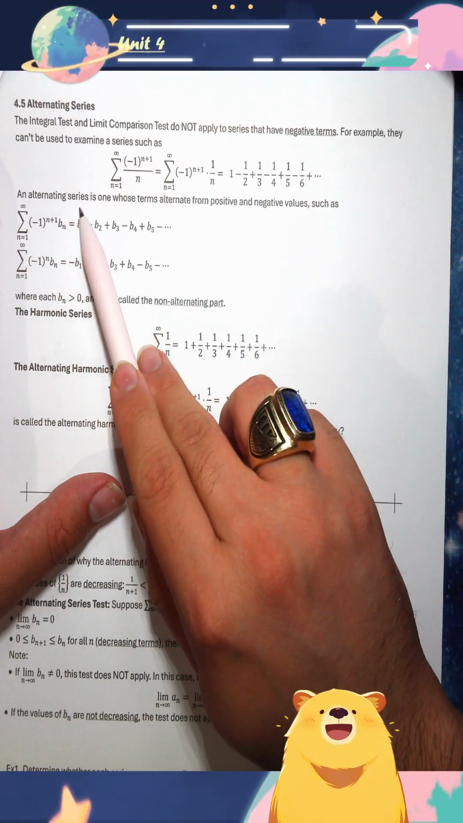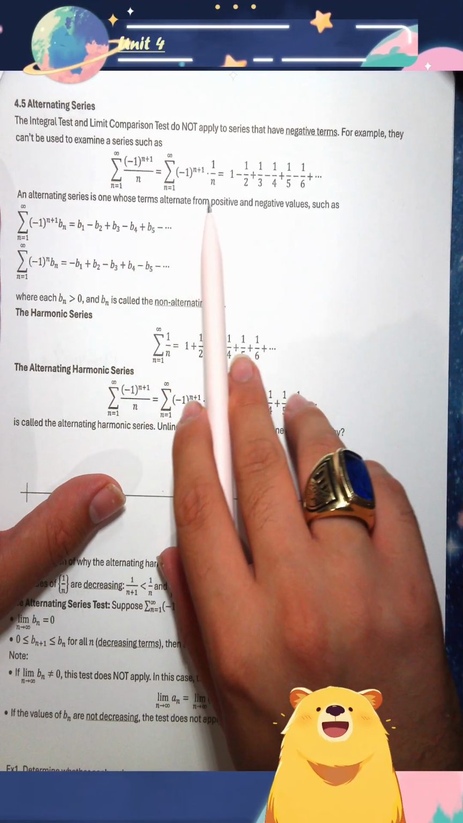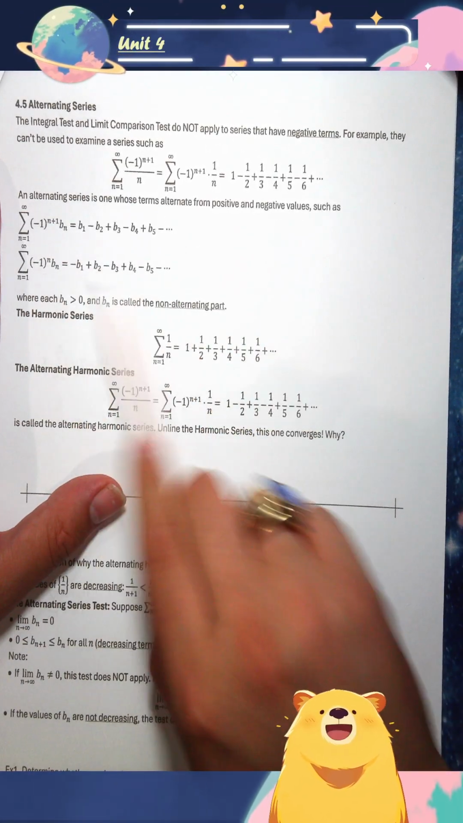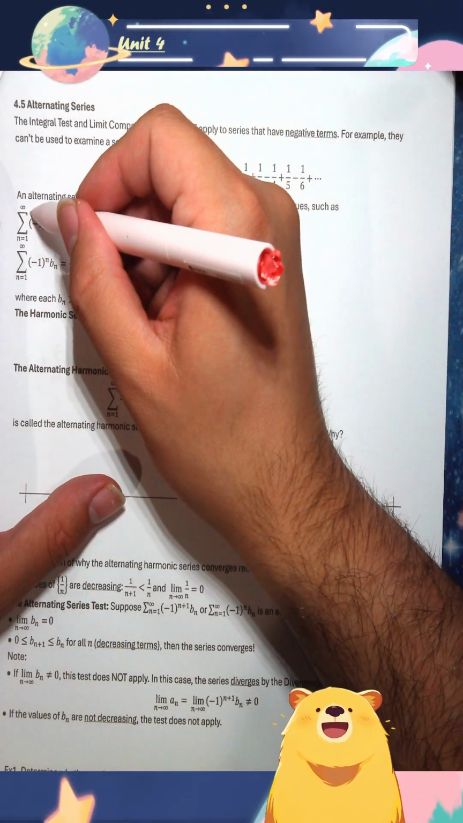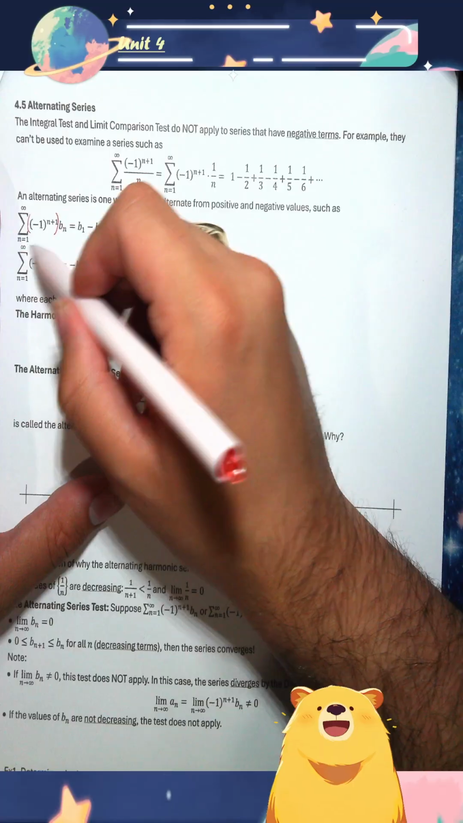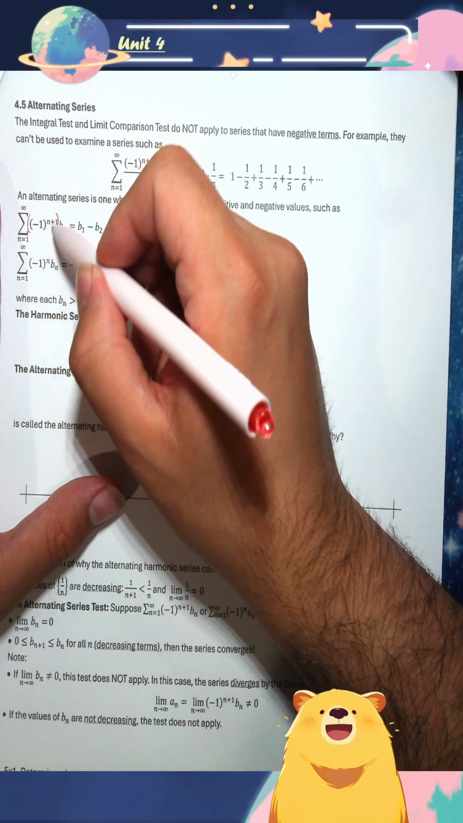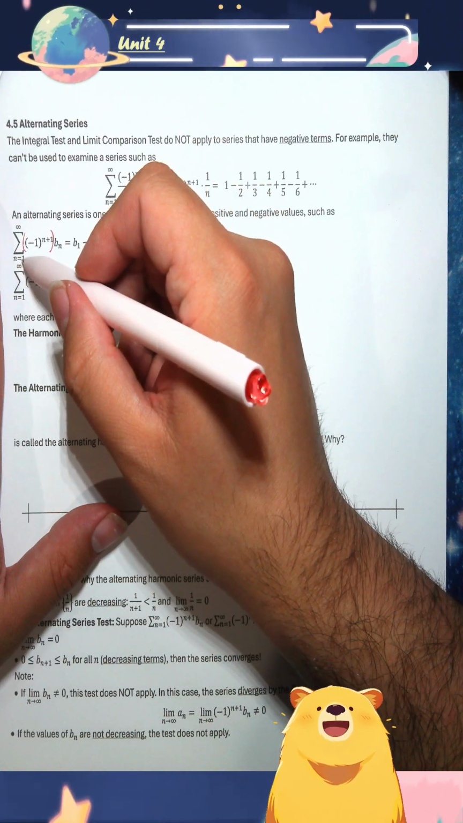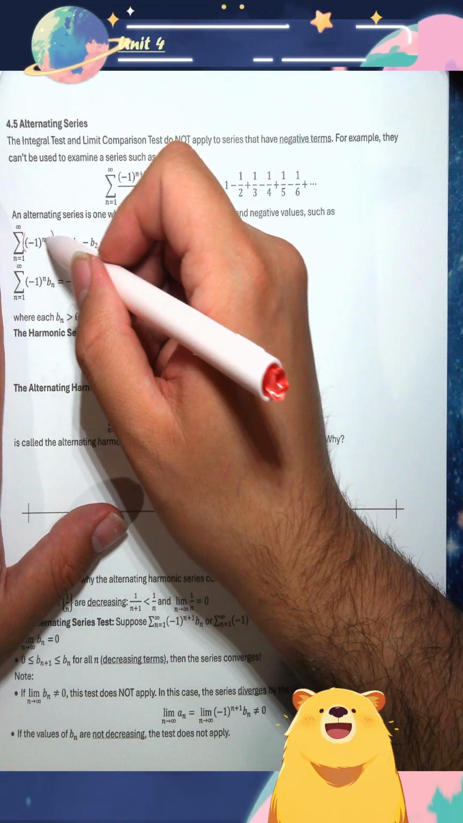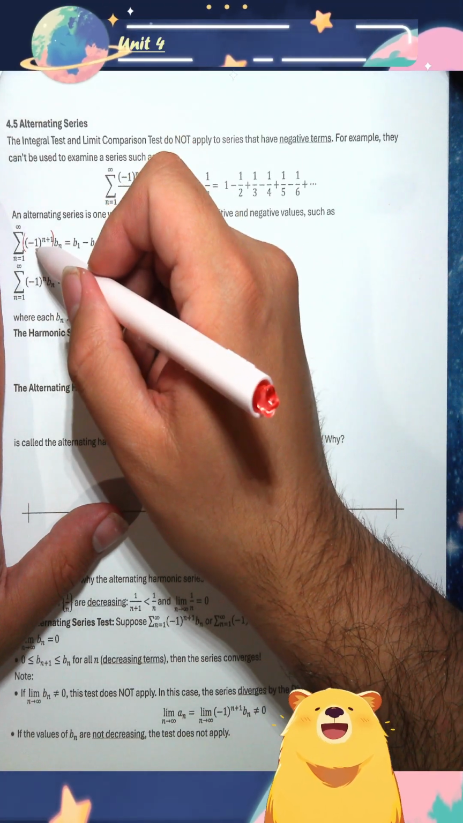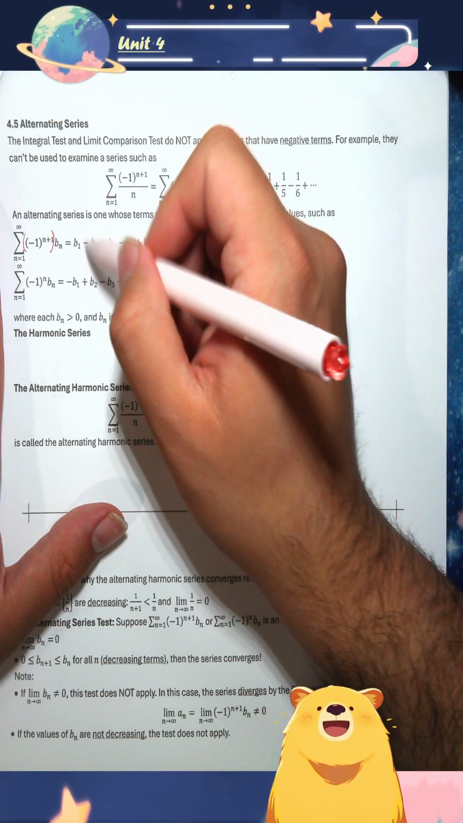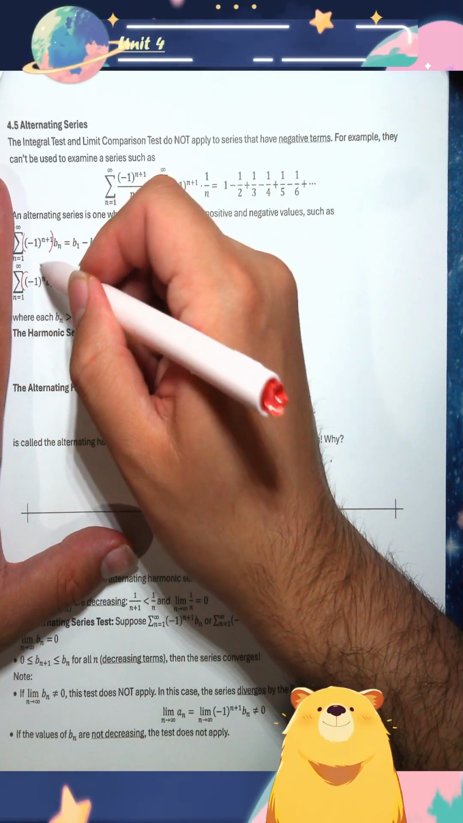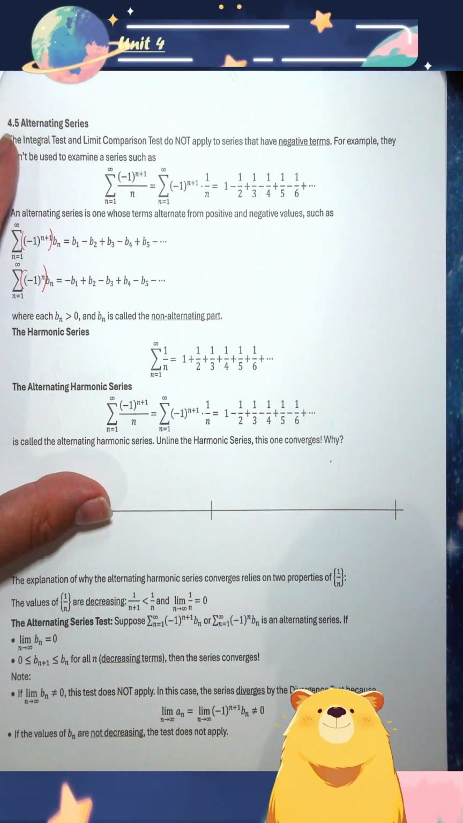An alternating series is one whose terms alternate from positive and negative values, such as written here and here. Take note of this term over here. When n is 1, this negative 1 will be to the power of 2, thus making the first term positive. When n is 2, this will be 2 plus 1, 3, which will make this negative 1 come out as negative 1, which makes the second term negative, and so on. Here we see a similar pattern going on, but instead it's to the power of n.